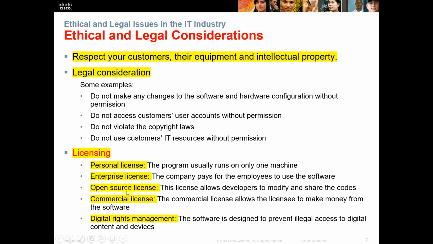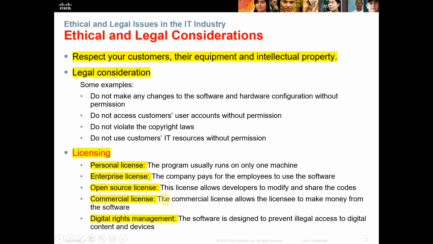And next, we have the open source license. What is this open source license? This license allows developers to modify and share the source code. There is free software available which you can download, and you can modify the content in that software. For example, Android: you can make some changes to the code and install your applications for testing purposes. Such a type of license is called open source software. Even Ubuntu, Linux operating systems, all these are open source.